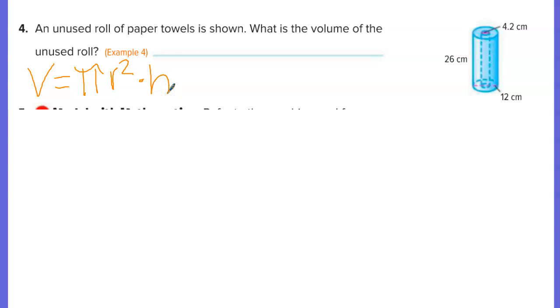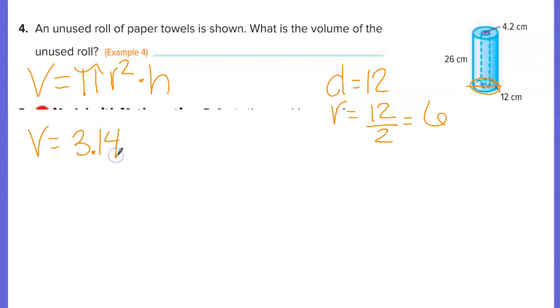So if we did the big one first, down here at the bottom, they have that line going clear across, and they say that it's 12 centimeters. So our diameter is 12, which means our radius is half of that, or divided by 2. So our radius for our big cylinder is 6. So now I have the volume equals, I'm using 3.14 times my radius squared, so 6 squared, times the height of it is 26. So there that is.